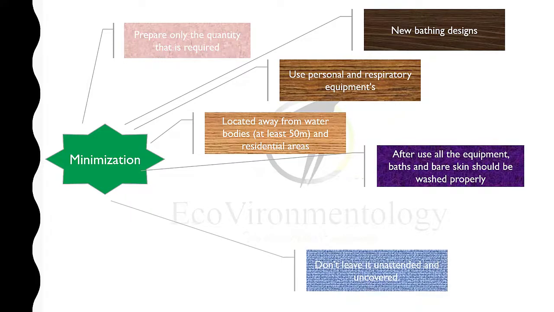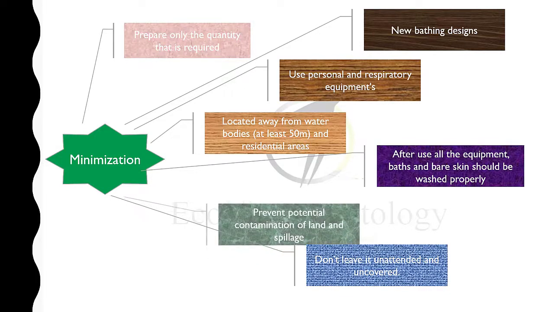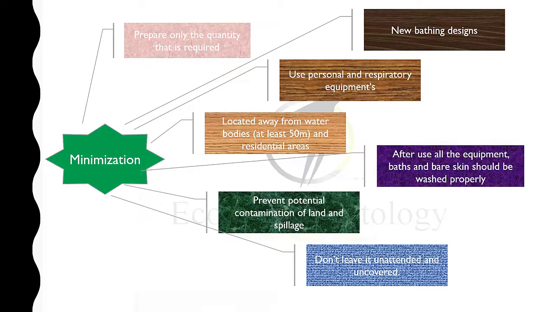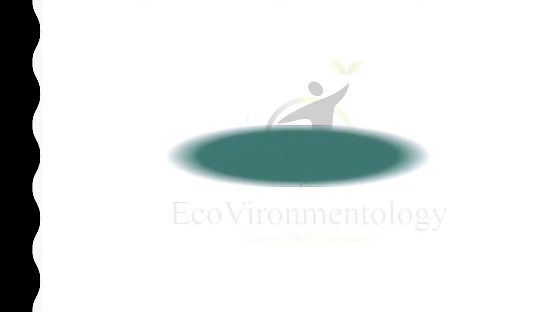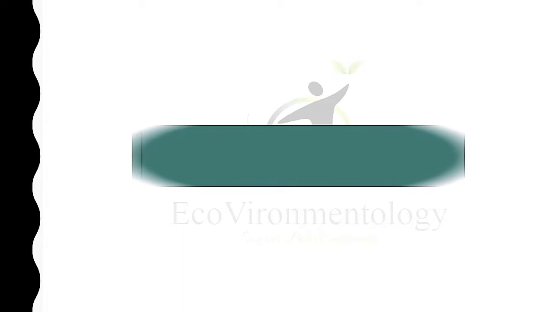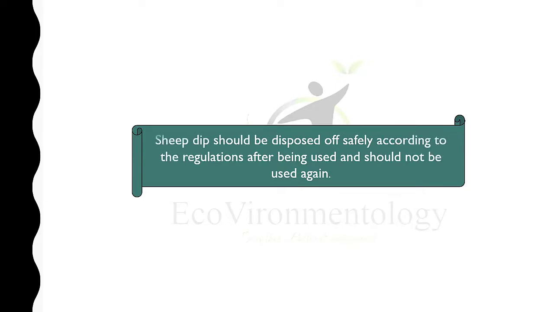Don't leave it unattended and uncovered. Prevent potential contamination of land and spillage. Don't let the dip bath overflow and don't delay emptying the dip bath. All sheep dips authorized by HPRA are represented as chemical concentrates that must be diluted with water in the sheep bath before use. And last but not least, sheep dip should be disposed of safely according to the regulations after being used and should not be used again.